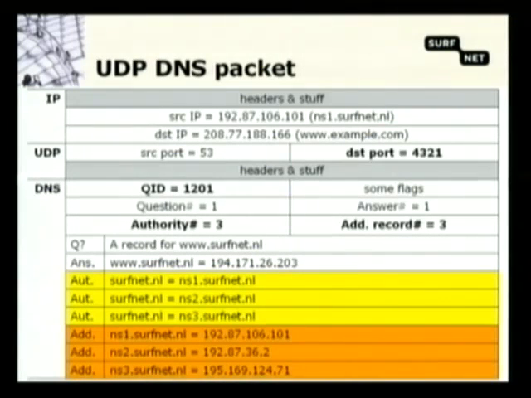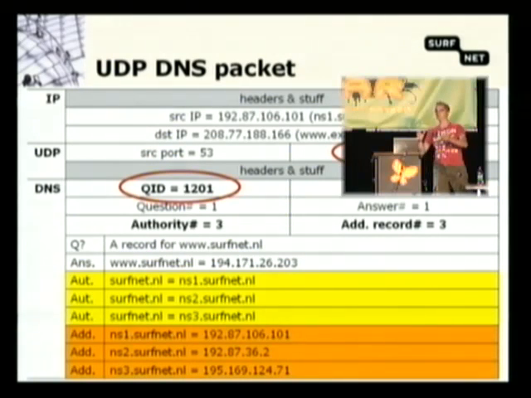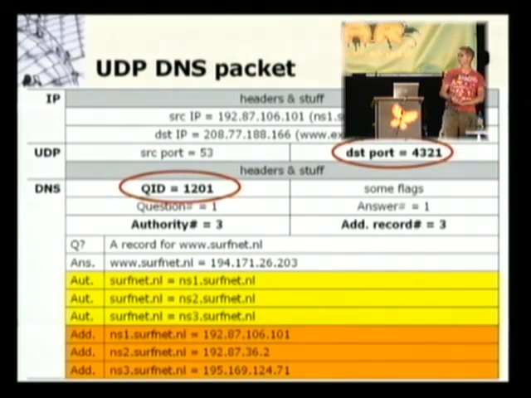Now, what does this attack look like? First, we need to take a look at a UDP DNS packet. Now, there are some things in here that are interesting. There is the port that the query was sent from and that I need to reply to, to the host that is asking me a question. And there's something in there that's called a query ID, which is actually authenticating that this is the real answer to a question that the resolver asked me.